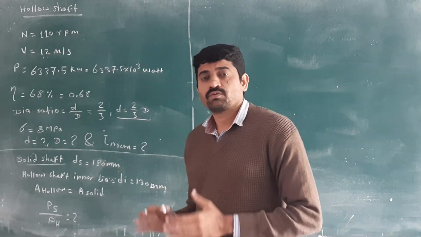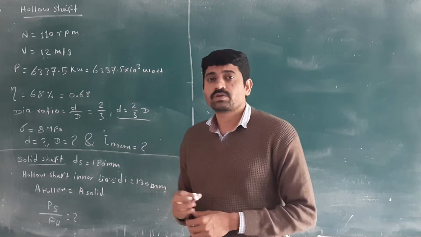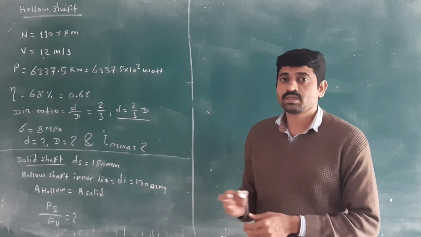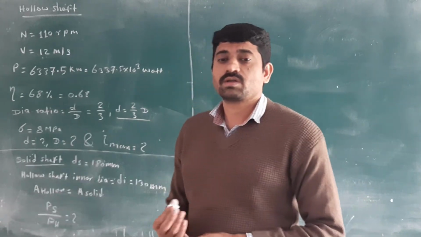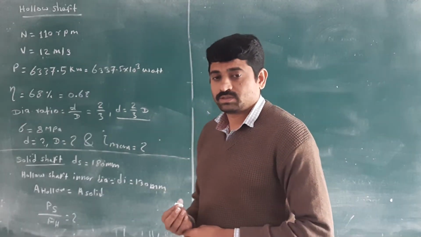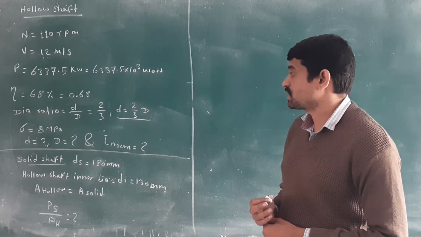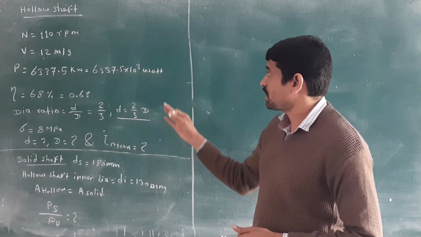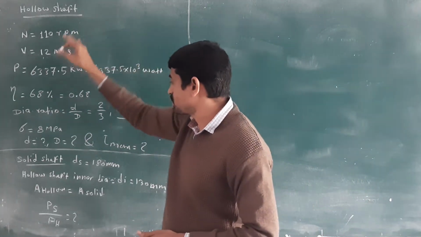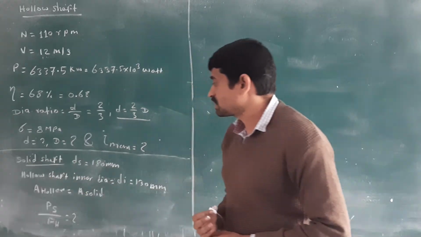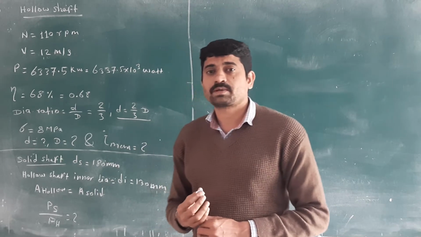Today we will see again numericals on the same topic, torsion. But if you are given the efficiency or the velocity, then how do we solve the given numericals? We will see. I have taken two numericals here. The first is on the hollow shaft, and the second is a combination of solid shaft as well as hollow shaft.